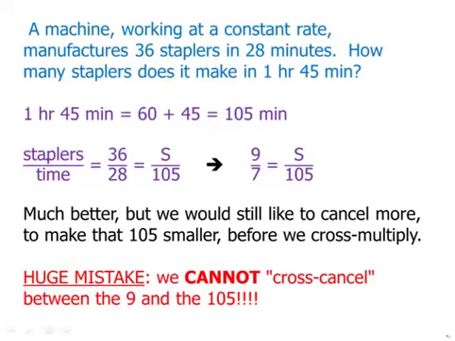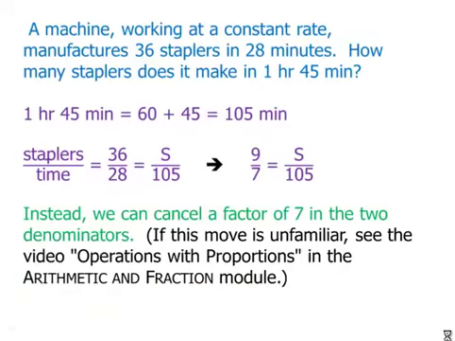Another huge mistake, we cannot cross-cancel between the 9 and the 105. That is an absolute nightmare, wrong thing to do. And many people think that you are allowed to do that. Now, if this is all brand new to you, I would suggest go back and watch the video Operations on Proportions, where we talk about this in great detail.